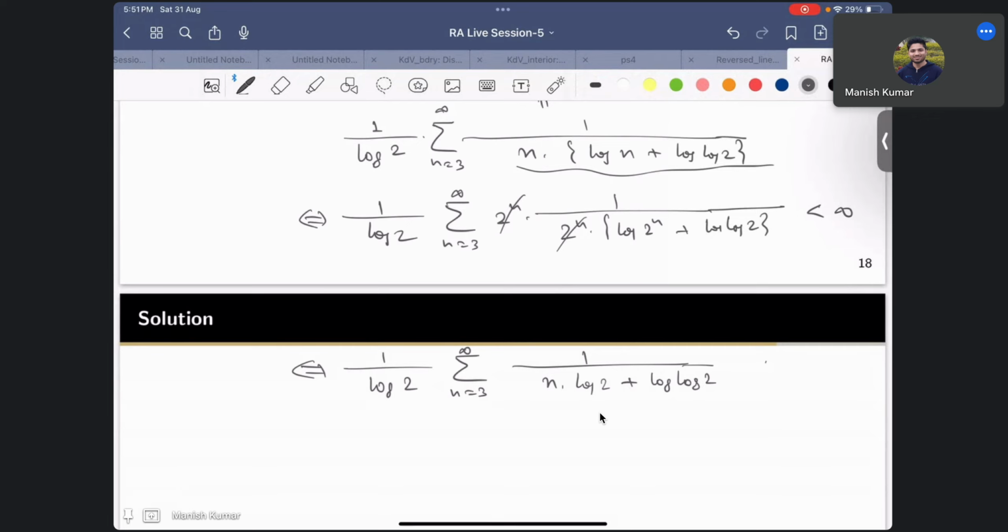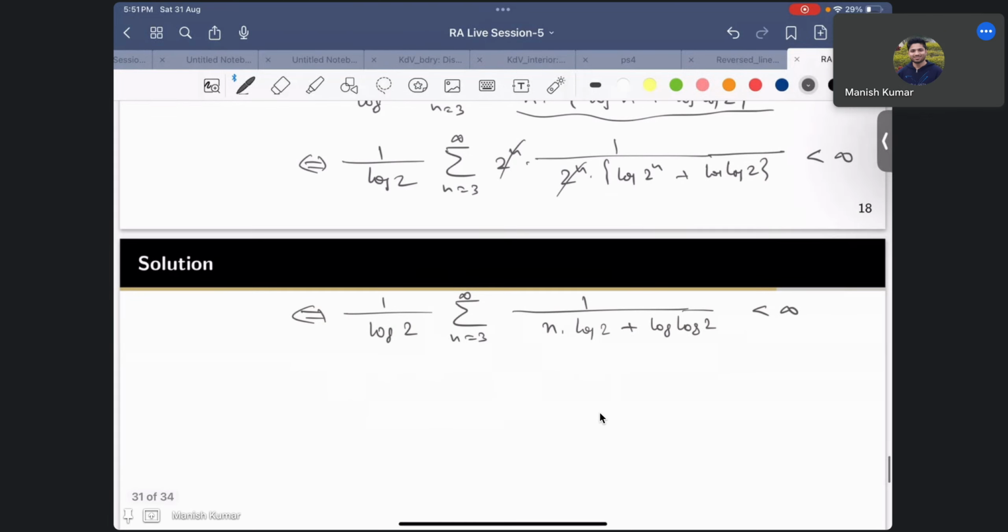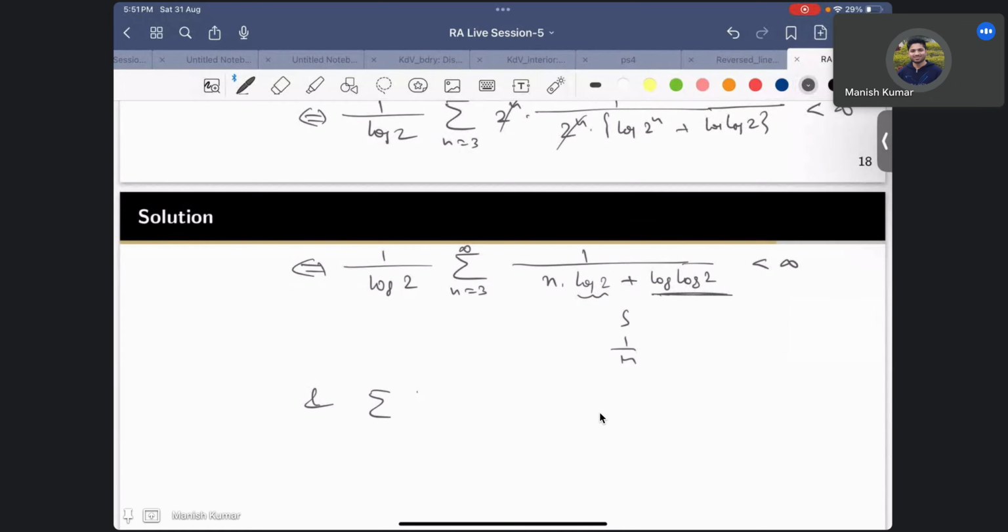Only if this is convergent. Now this is just a constant, so it does not matter much in the convergence of the series, and this is again a constant, so this behaves like 1 by n, which is divergent. Since the summation of 1 by n is divergent, we can write this with this symbol: this behaves like 1 by n, and we know that the summation of 1 by n is equal to infinity.